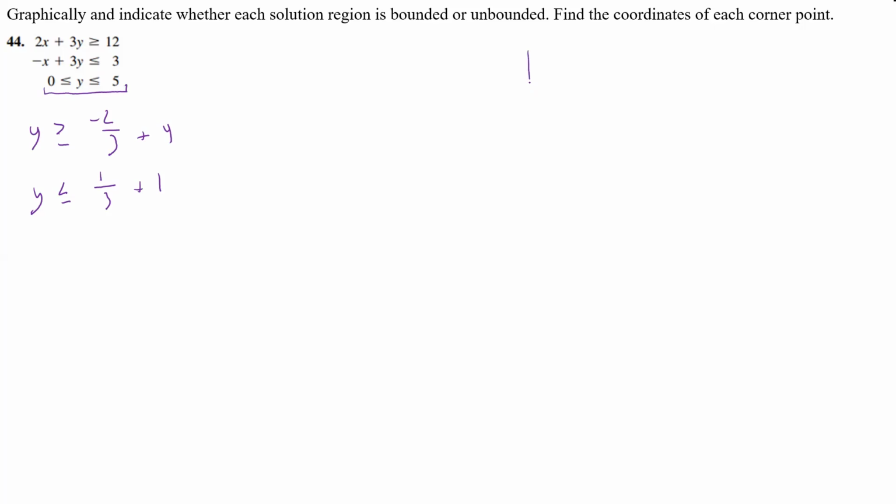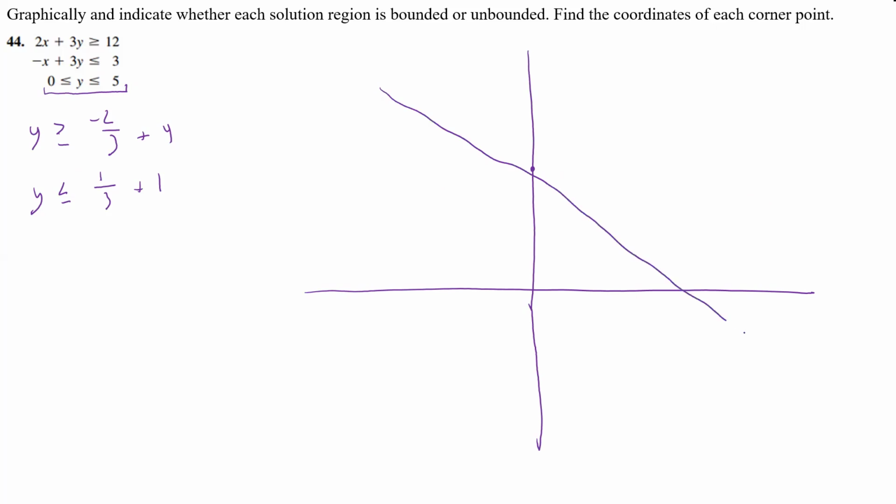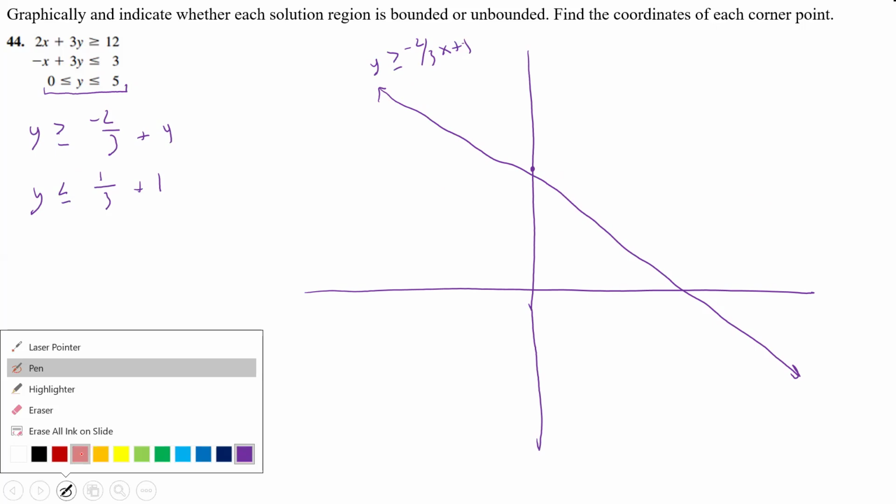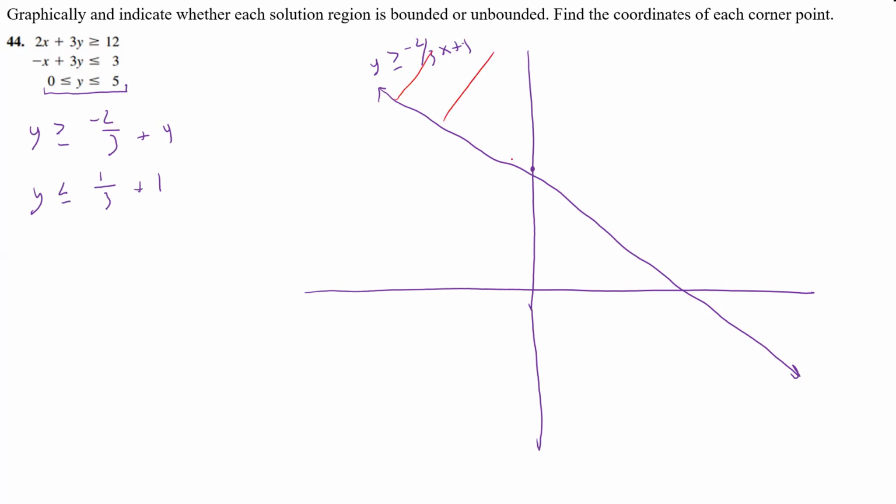So let's plot these and see what that really looks like. So again, we can be in any region because it doesn't have limits. So we have 4. So let's put our 4 here. We're going to go down 2 right 3, and so it's going to go through the point like that. And here we have y is greater than or equal to negative 2/3 x plus 4.